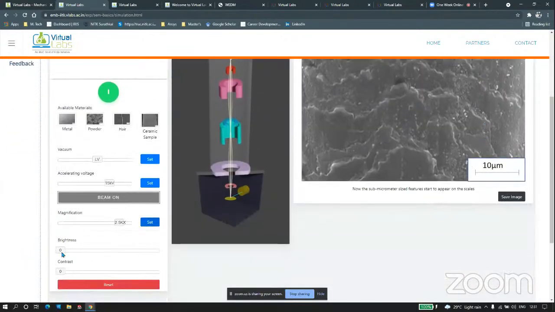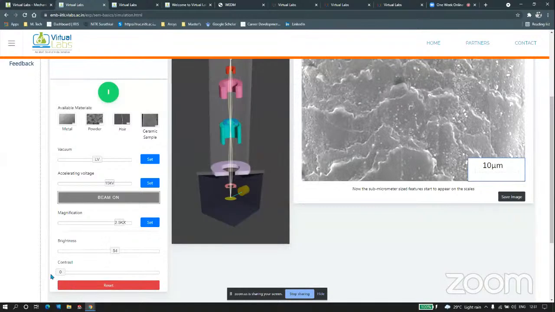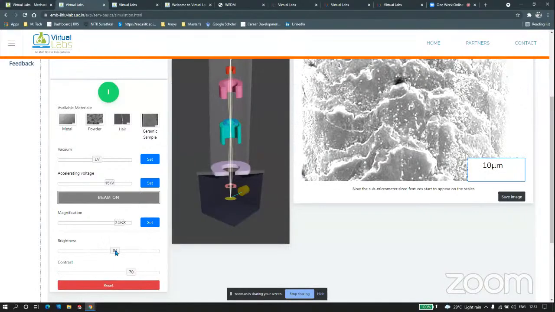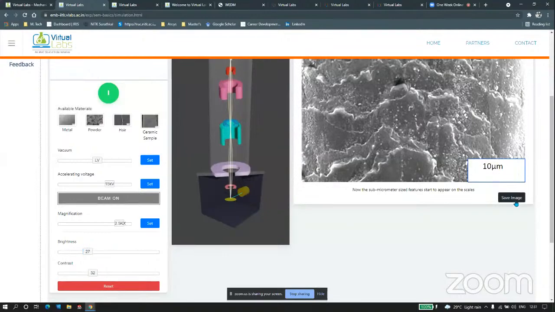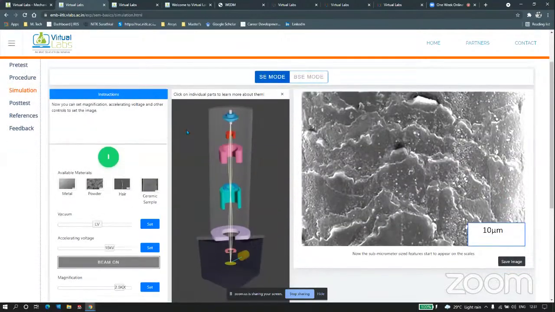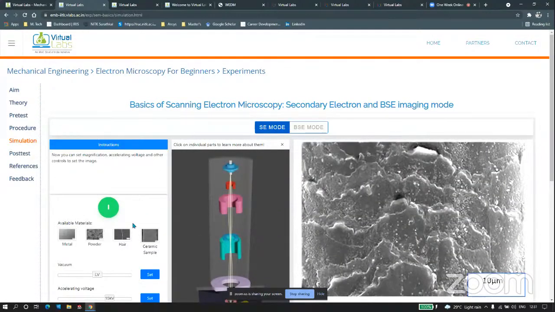I can change the brightness and contrast. According to what the student requires, you can change the brightness and contrast and save this image for future reference. This was the second electron mode under scanning electron microscopy.